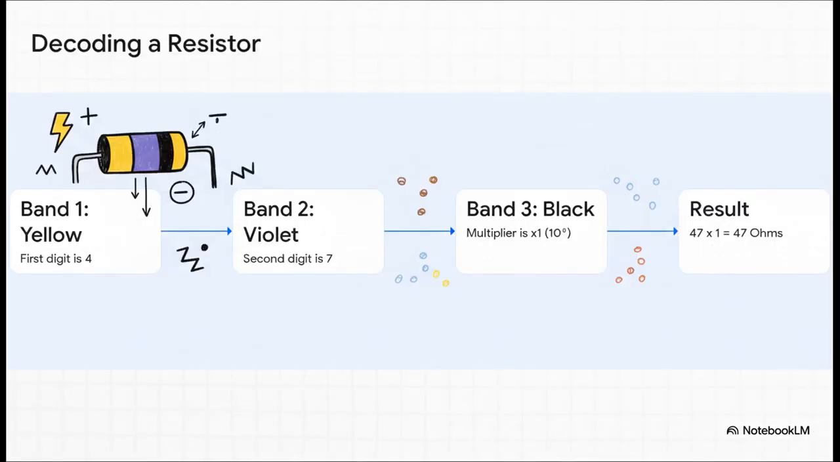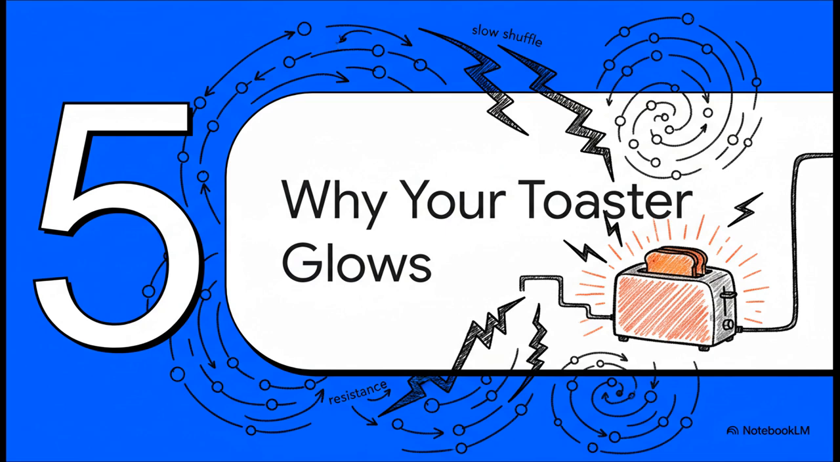The first band is yellow, that's a 4. The second is violet, that's a 7. Put them together, you get 47. The third band, black, is the multiplier. In this case, just times 1. And boom, the value is exactly 47 ohms. How cool is that? Okay, we've got the slow shuffle of electrons.